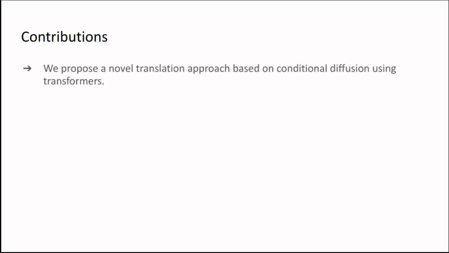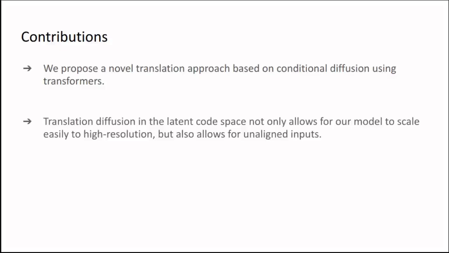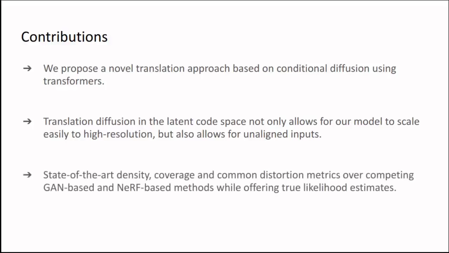To summarize, we propose a novel translation approach based on conditional diffusion using transformers, giving state-of-the-art 3D samples conditional on two 2D images from a different domain. We show that translation diffusion in the latent code space not only allows our model to scale easily to high resolution, but also allows for unaligned inputs, as the attention mechanism is geometrically invariant over the entire 2D latent code space. Our model is shown to give state-of-the-art density and coverage over competing methods while offering true likelihood estimates.